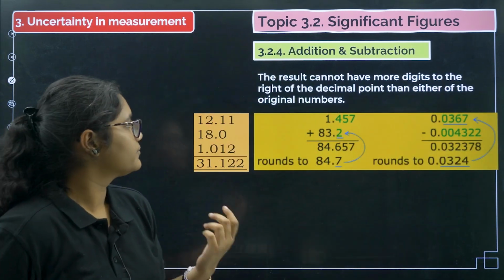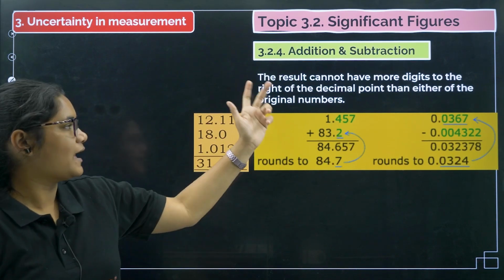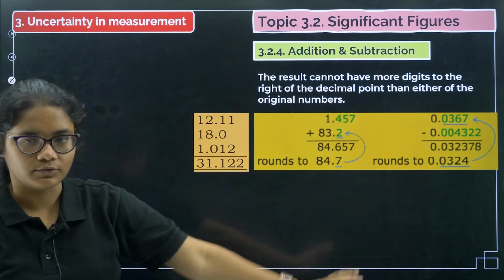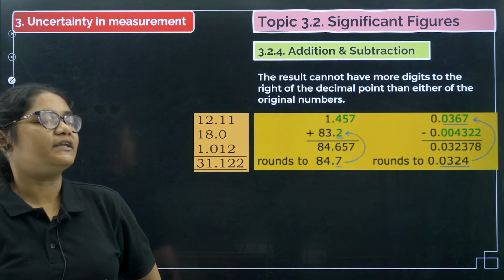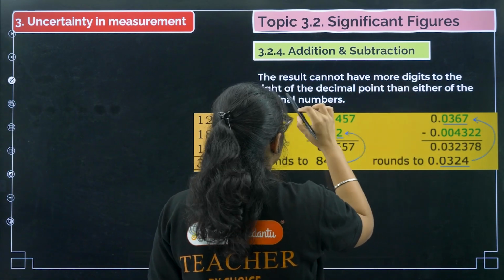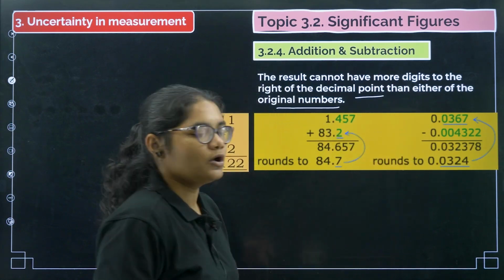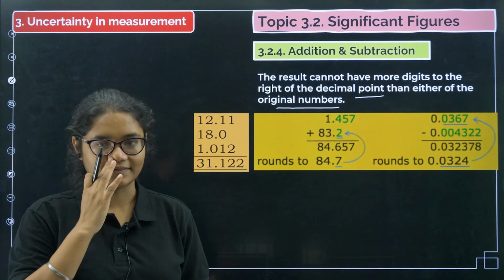Fine. Now coming to significant figures, how to calculate when you add two numbers or subtract two numbers. Here the rule is the result cannot have more digits to the right of the decimal point than either of the original numbers. We will come to the rules later. First let us understand the example.